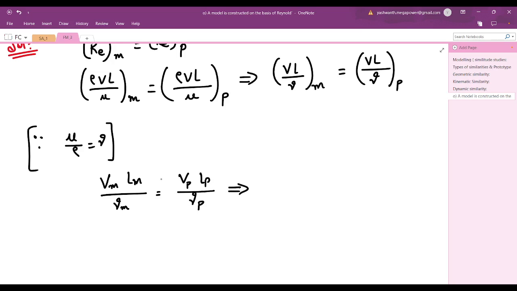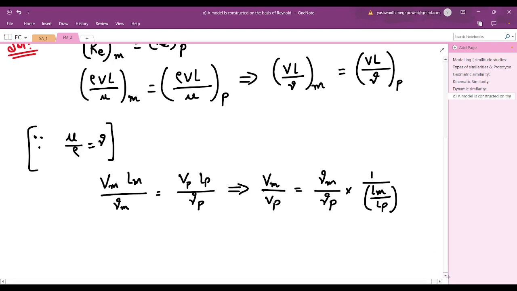So I rearrange the terms, means I'll take this Vp, that is velocity in the prototype, to the denominator here. So Vm by Vp, can I write like this? Vm by Vp is equal to nu m by nu p into 1 by Lm by Lp. Can I write like this? So this Lp I have taken to the denominator of Lm.